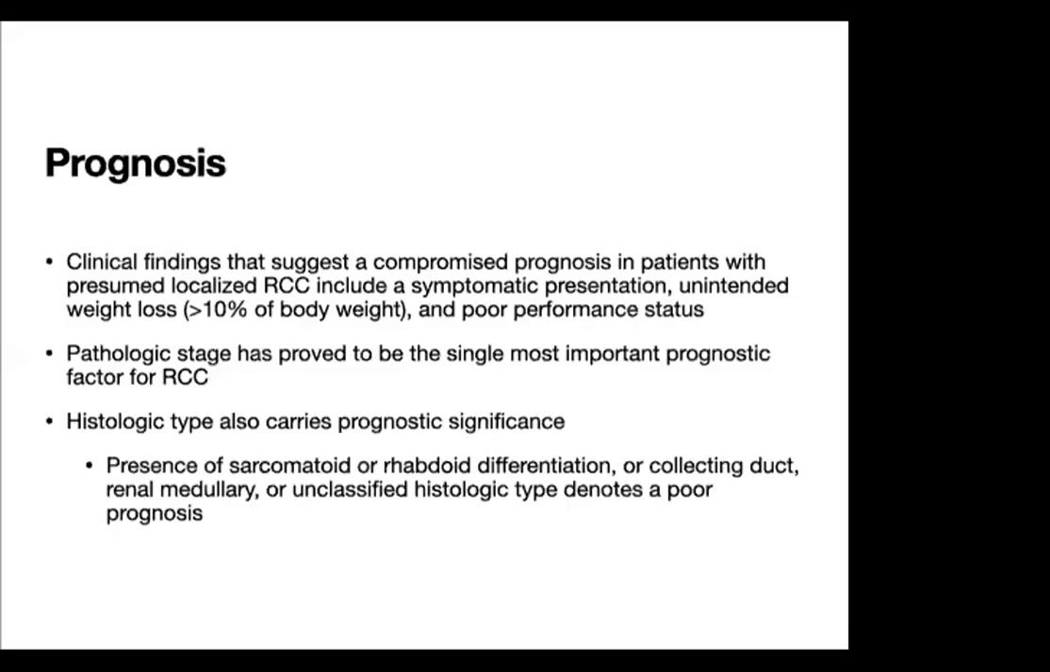Clinical findings that suggest a compromised prognosis in patients with presumed localized RCC include the symptomatic presentation, unintended weight loss, and poor performance status. Pathologic stage has proven to be the single most important prognostic factor for RCC. Histologic type also carries prognostic significance. The presence of sarcomatoid or rhabdoid differentiation or collecting duct, renal medullary or unclassified histologic type denotes a poor prognosis.